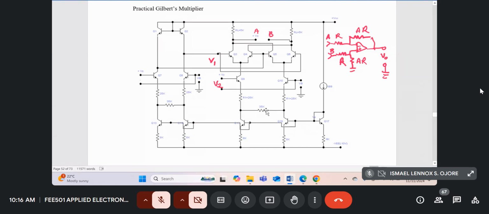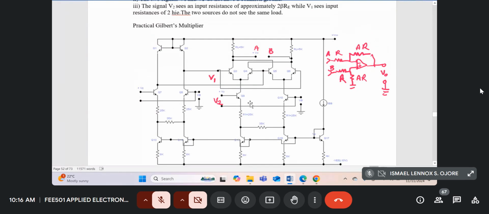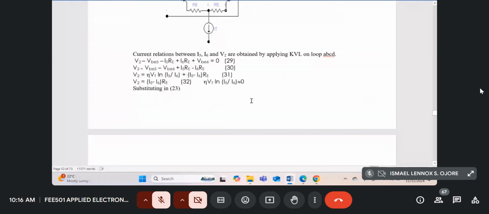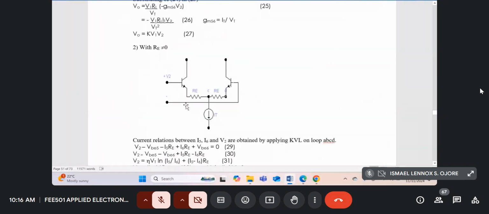Remember, in the earlier arrangement, it was slightly different. We had an RE. Q5 and Q6 were in this form. This was our Q5, and this was our Q6. And the current is I5. The current here is I6.